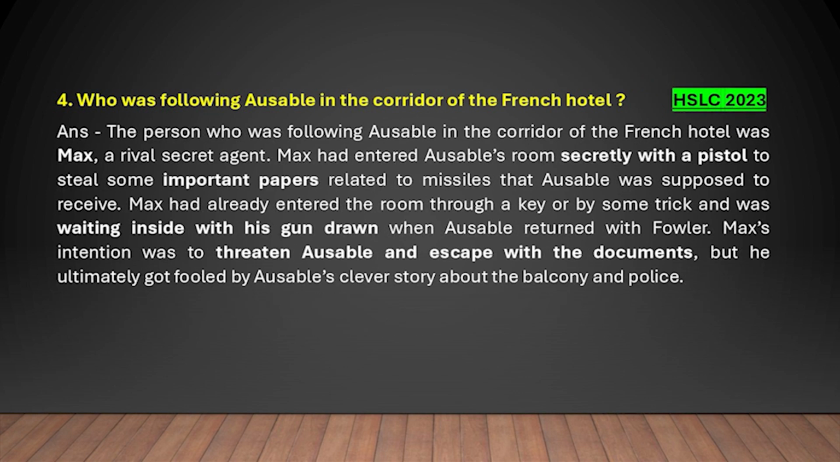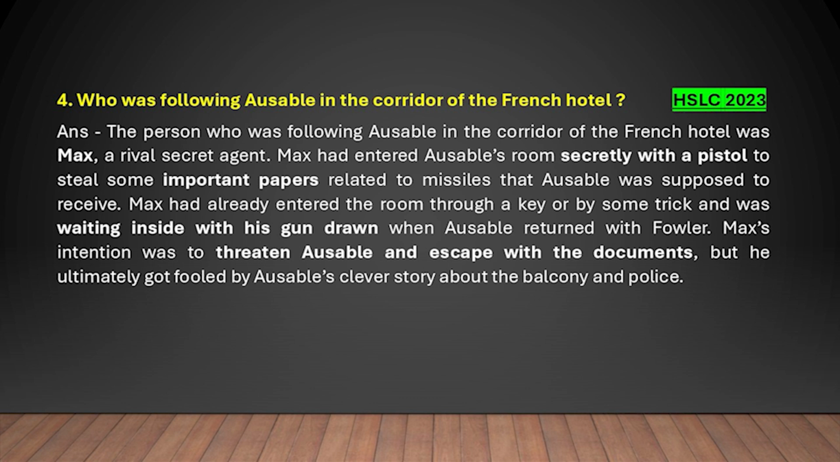4. Who was following Ausable in the corridor of the French hotel? HSLC 2023. Answer: The person who was following Ausable in the corridor of the French hotel was Max, a rival secret agent. Max had entered Ausable's room secretly with a pistol to steal some important papers related to missiles that Ausable was supposed to receive.